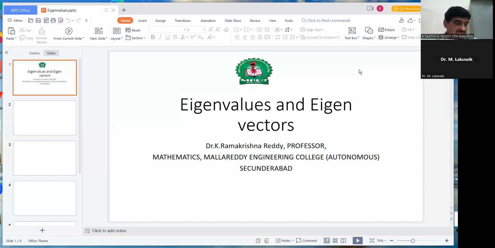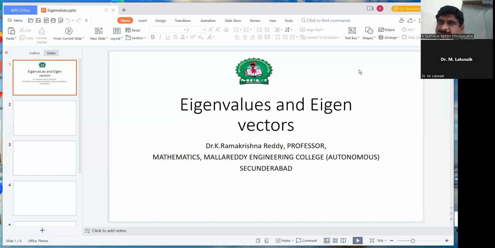Now we go for another property. Suppose B is a non-singular matrix, and A and B are matrices of the same order. Then A and B inverse AB have the same eigenvalues. That means B is a non-singular matrix and A, B are matrices of the same order. Then we have to prove that A and B inverse AB have the same eigenvalues.